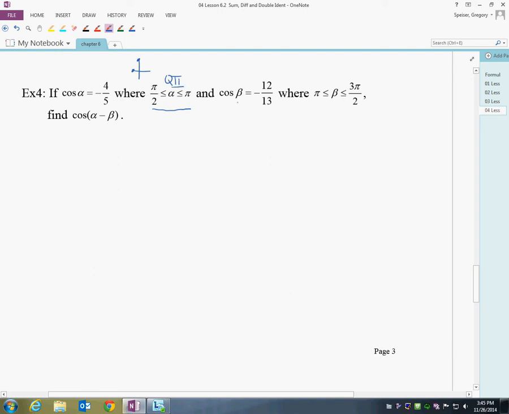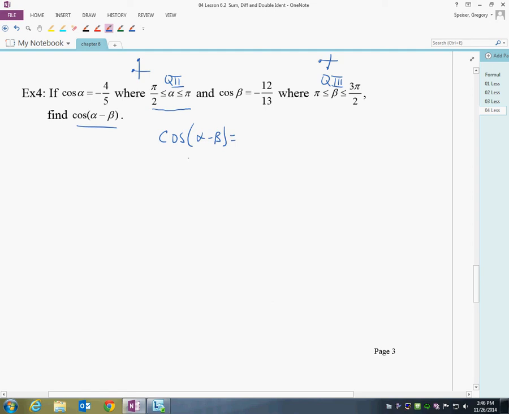Okay, cos of beta is equal to, and I'll come back to that in a second, but I want to look at this quadrant. It's between pi and 3 pi over 2, so this is going to be quadrant 3. Okay, find the cos of alpha minus beta. First of all, I know for sure I'm going to be looking at this alpha minus beta, and I will be expanding this.